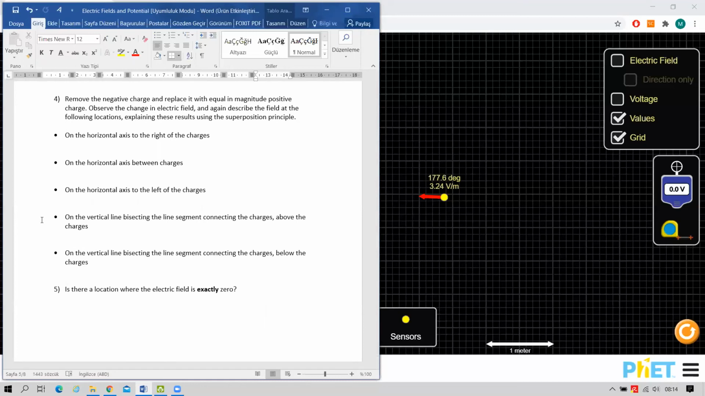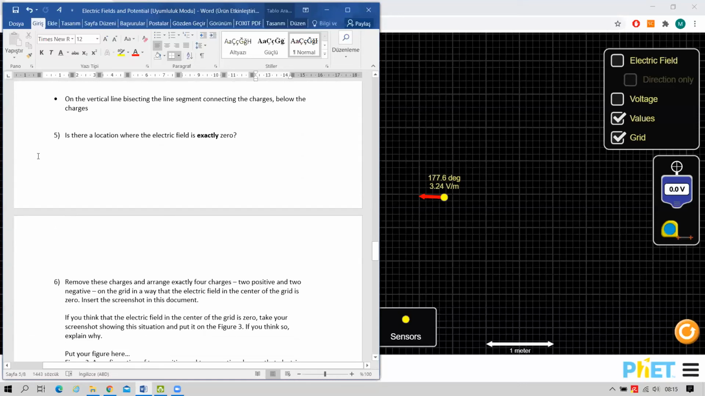So again, you will just describe the electric field at these locations. You will just do the same as with the previous item, but this time you will replace the negative charge by a positive charge. I think this is going to be clear for you.